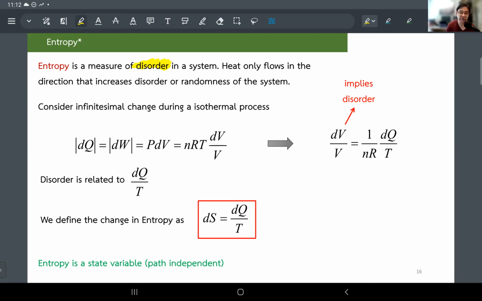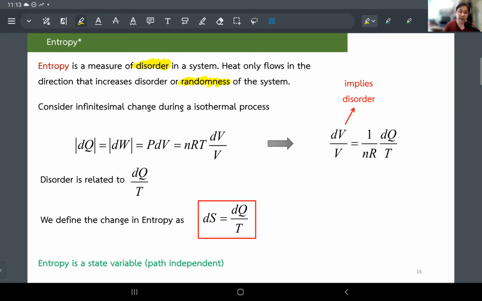Heat only flows in the direction that increases the disorder or randomness of the system. So here we go, and again, one more word, randomness. It seems like everyone probably agrees with me that a system that looks disordered has a higher degree of randomness. Does that make sense? Yeah, it looks fine. That's agreeable. So that should be okay. Now, how can we define it quantitatively?